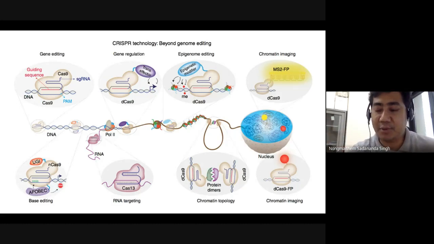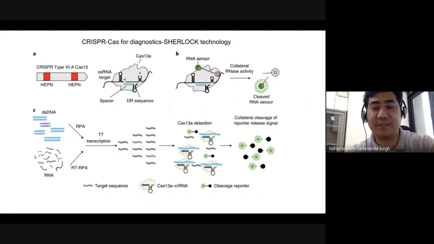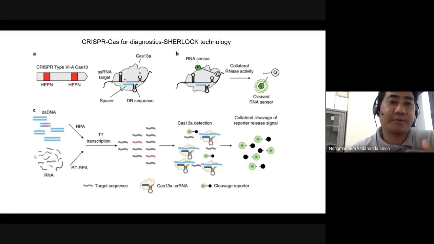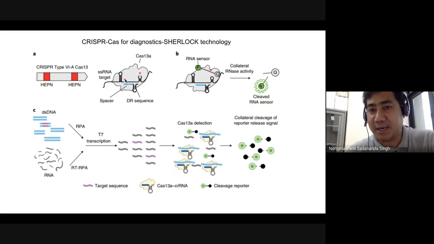For example, one is very relevant because of the present scenario of COVID-19. Here, one of the proteins, Cas13, is an RNA targeting Cas. Okay, what it does is that it goes and binds to the target RNA and cleaves the target RNA.